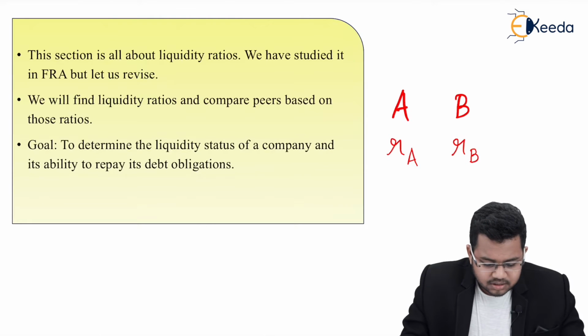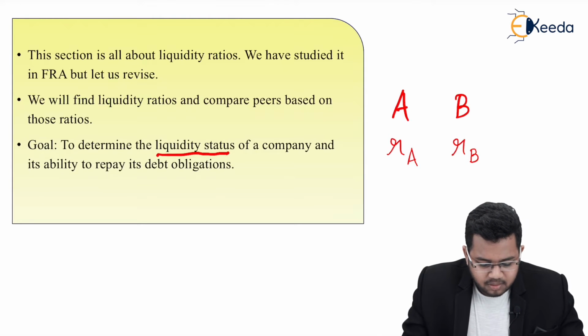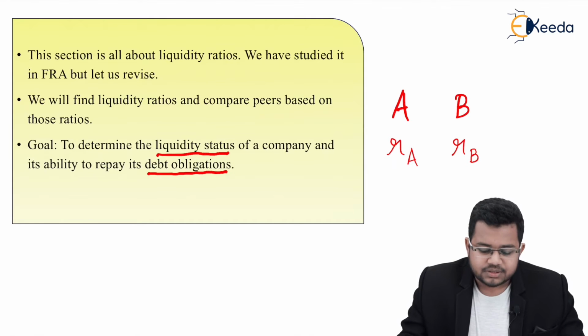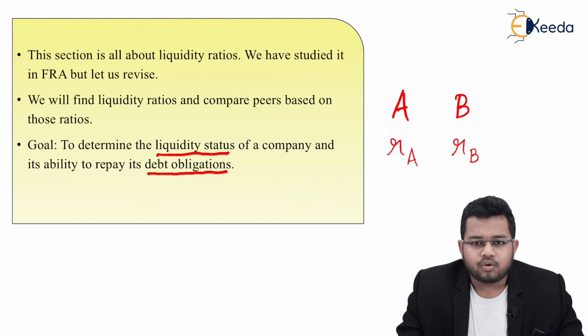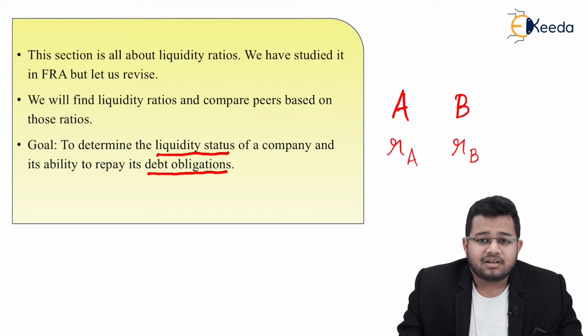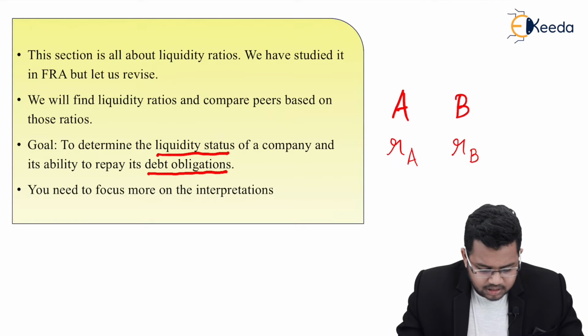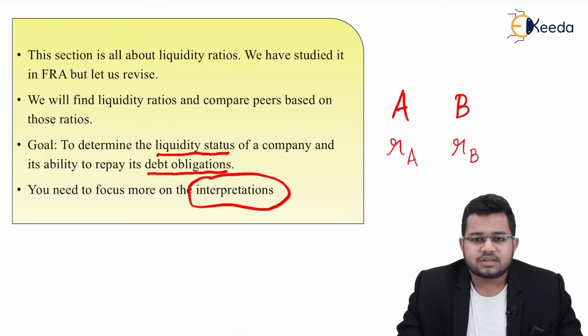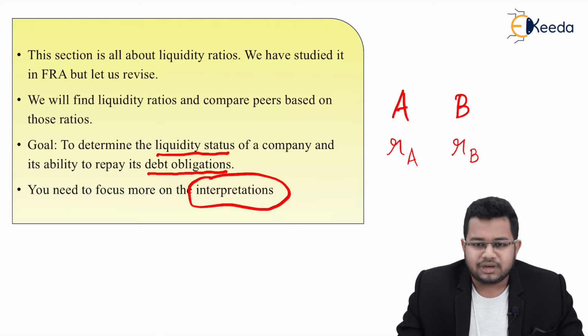Our goal is to determine the liquidity status of a company and its ability to repay its debt obligations. See, every company which has borrowed or which has taken some credit has to be able to repay it off. So we will try to decide which company will be better to repay those debt obligations. Their ability will be checked here. You need to focus more on interpretations. Now after every ratio I have listed down some interpretations which you need to know.